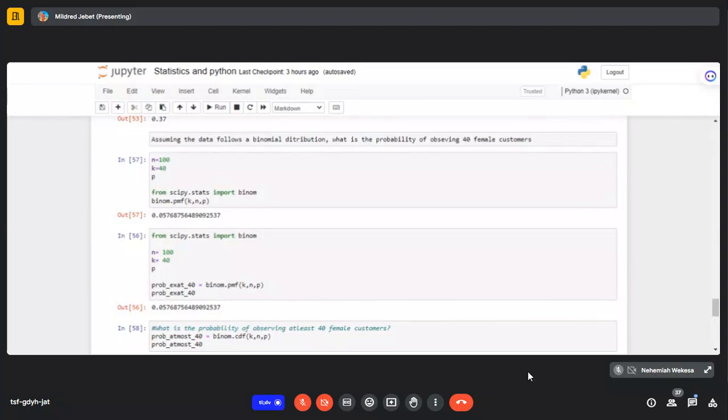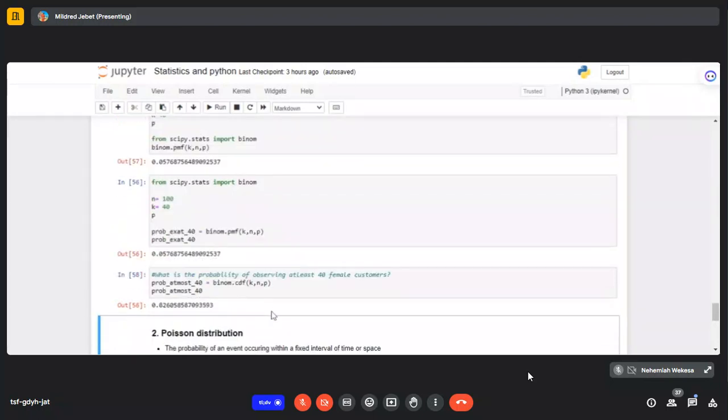And what happens if you use the CMD? What do you mean CMD? It's not CMD, the cumulative, the CDF. With the CDF you'll be finding from the beginning up to where you want it to be. So like from observing no one to observing 40 customers. That means you'll be adding the probability of observing 1 customer plus the probability of observing 2 customers all the way to 40 customers.